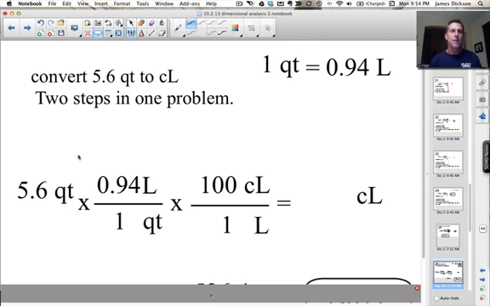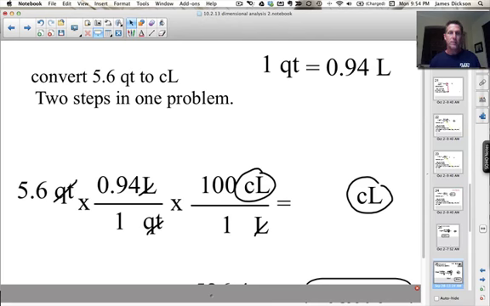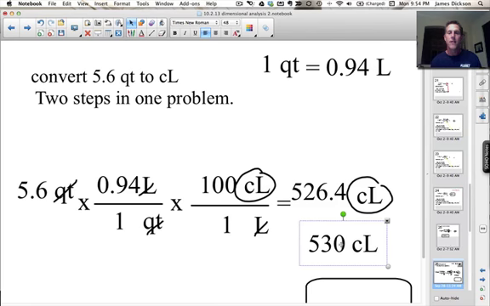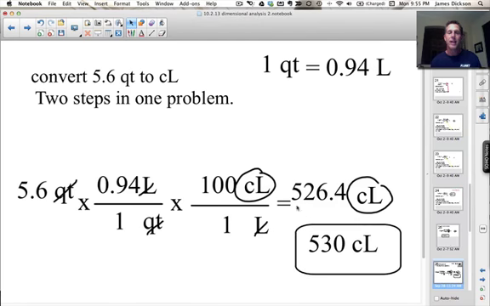Let's see if it worked out correctly. Quarts canceled with quarts. Liters canceled with liters. I'm left with centiliters. I'm on the right track because that's what I wanted. Crunching numbers then we should end up with, that's right, 526.4. But wait a minute, sig figs. So I've got 2 sig figs here. I want to have 2 sig figs in my final answer. So I should have a final answer of 530 centiliters. And box that final answer once again. That's it. Pretty simple steps. Follow these steps and you can't go wrong. Good luck.